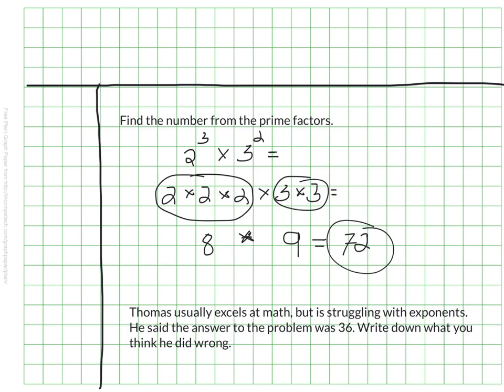Of course, not everyone might have gotten that 72, so I have a little example here. And my imaginary student Thomas, who's usually really strong in math, made an error somewhere along the way and thought the answer to that problem was 36. What I'd like you to do is write down what you think he did wrong. So just kind of jot down what steps you think he did incorrectly, and when we come together in class, we'll talk about what it is and see if we can help this imaginary student out.